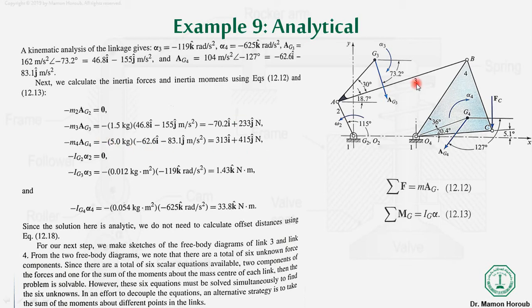And for link 3, we have the value of m3, that is 1.5, and we have ag3, so we can calculate the reaction forces, the inertial force for link 3. Similarly, for link 4 we can also calculate the inertial force. Similarly, the inertial moments for link 3 and for link 4 we can calculate in here.